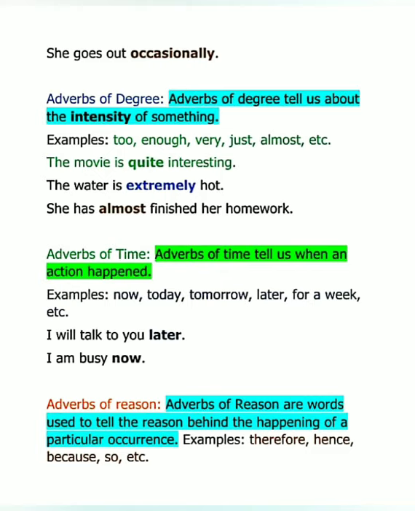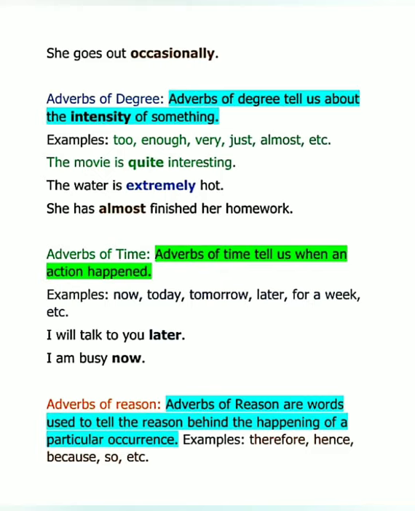And it provides information concerning how much of something is done. For example, too, enough, very, just, almost, etc. So, the movie is quite interesting. The movie is interesting, but how much? How much interesting? Quite interesting. So, quite is modifying the word interesting. So, here quite becomes the adverb of degree.